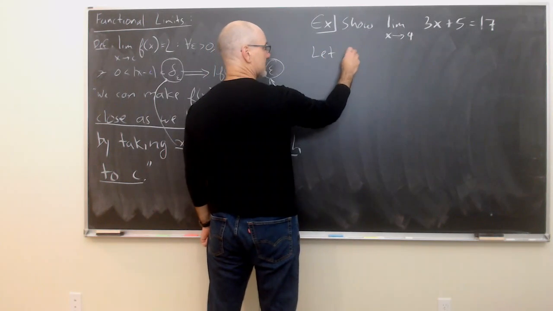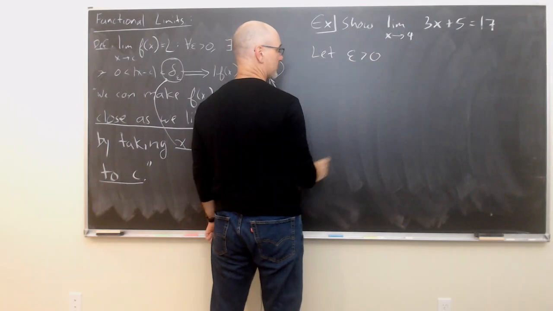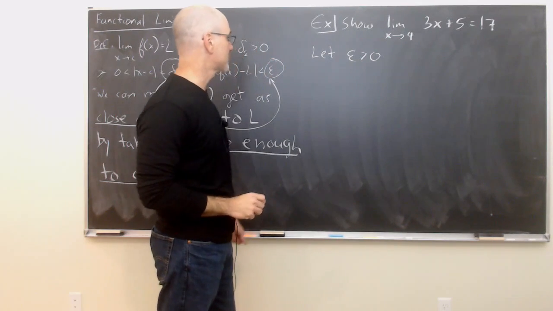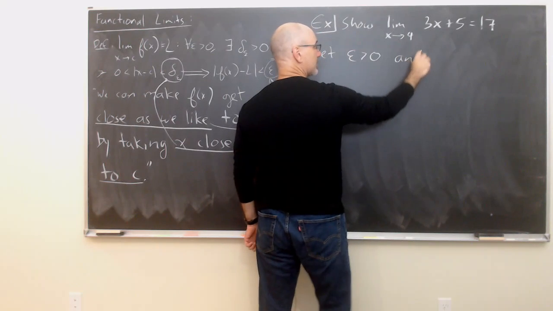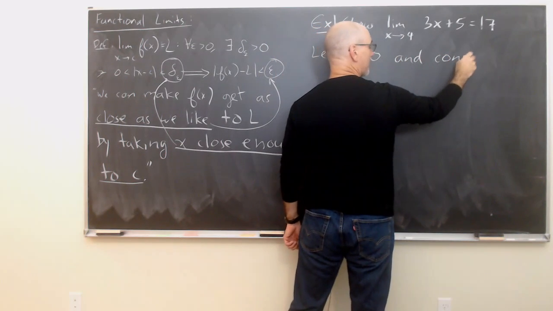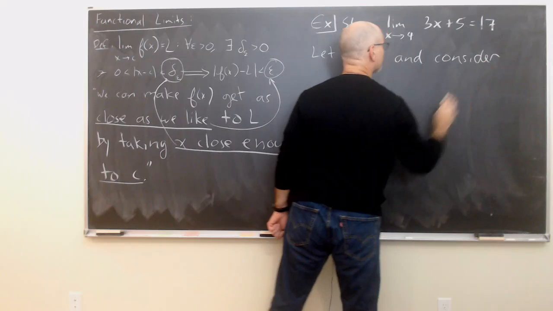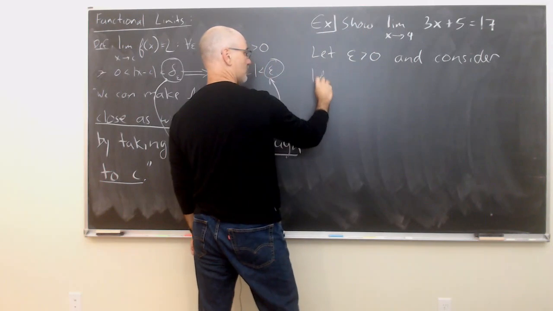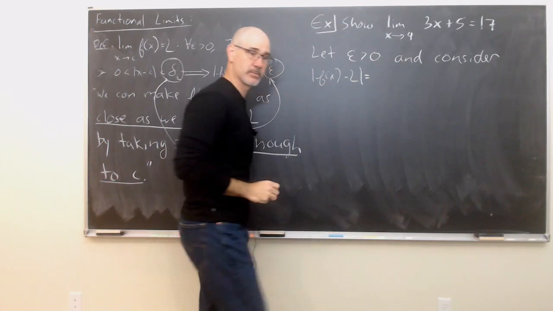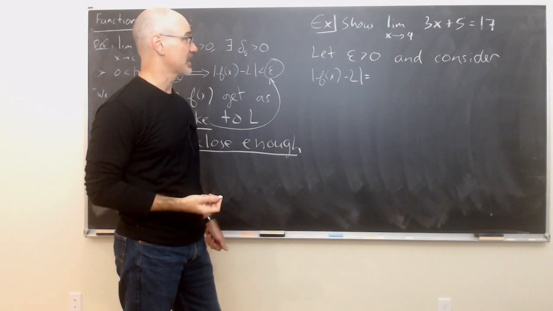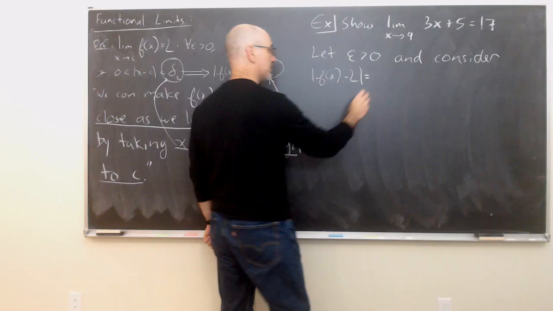The structure is identical to the sequential limit proofs. We let epsilon be bigger than 0, and then we consider the thing we need to make small. In this case, it's whatever f of x minus L is. f of x is 3x plus 5. L is 17. So we plug those in.